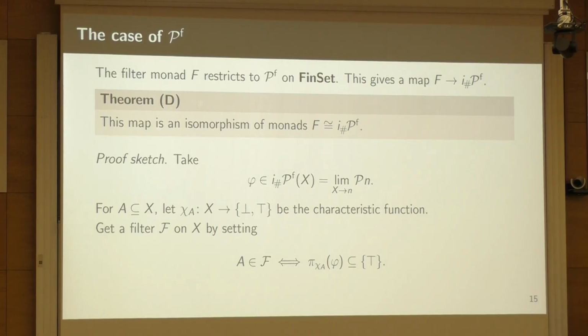Finite sets is small, Set is complete, so these are going to be pointwise Kan extensions, and they're going to be given by this limit. So if I take an element of this push forward monad evaluated at a set X, it's going to be an element of this limit. And so for each function from X to a finite set, it's going to give me an element of the power set of the finite set. And the way I'm going to use that to build a filter on X is that I'm going to take the characteristic function of a subset and then build a filter F using this definition here. And then you can go through the checks, and this gives you an inverse for that canonical map of monads there.